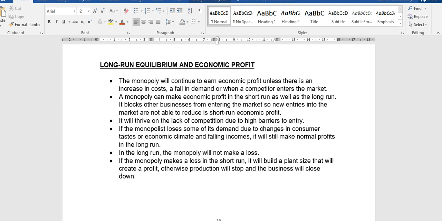Or if there's falling incomes. In a recession, automatically, when people lose their job, they also lose their source of income. So if families' income is decreasing, that is automatically going to decrease their demand as well. But even if this happens, a monopolist should still make a normal profit in the long run. In the long run, the monopoly will definitely not make a loss.